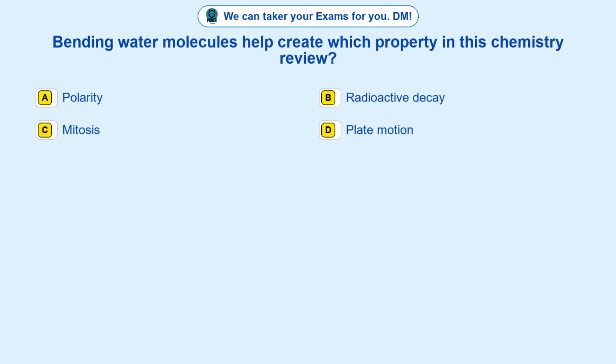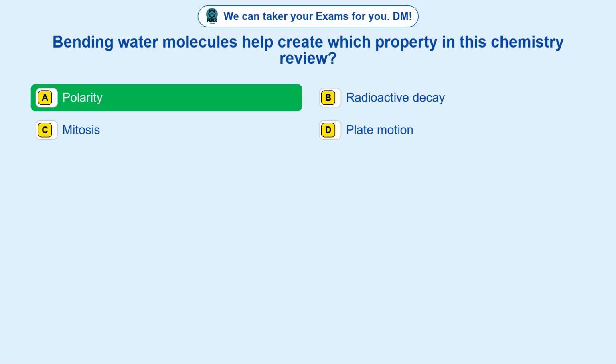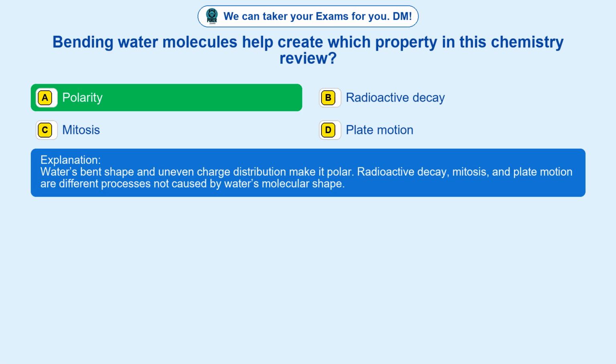Question 50. Bending water molecules help create which property in this chemistry review? Option A, polarity. Option B, radioactive decay. Option C, mitosis. Option D, plate motion. The correct answer is option A, polarity. Water's bent shape and uneven charge distribution make it polar. Radioactive decay, mitosis, and plate motion are different processes not caused by water's molecular shape.